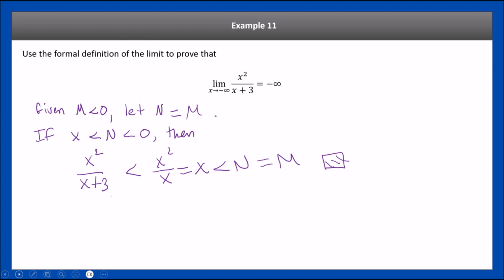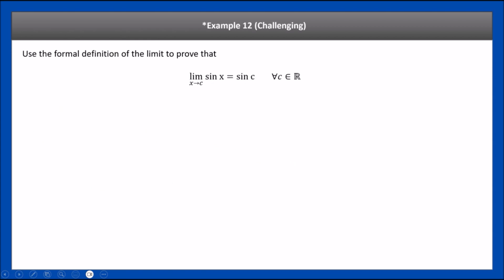So now let's look at example 12. Okay, so you can skip this example if you want. This is a challenging limit question, and I say challenging because there's a lot of parts to this. So I put a star by it just so that you are aware of that. We are basically done with the lesson, but I just wanted to show a formal definition using trig limits. Okay, so let's go ahead and start then.